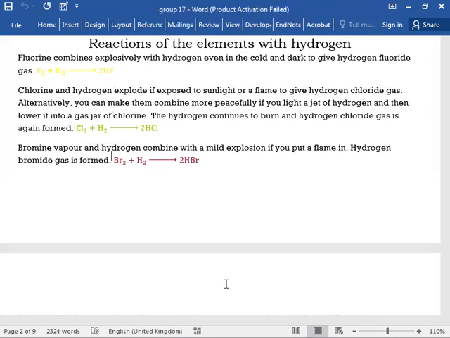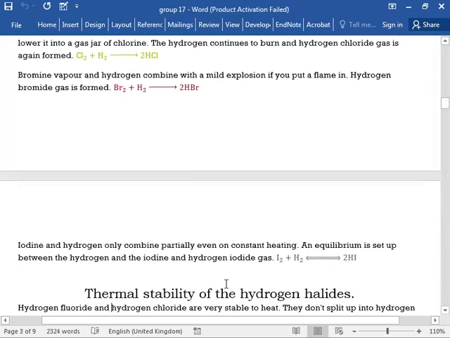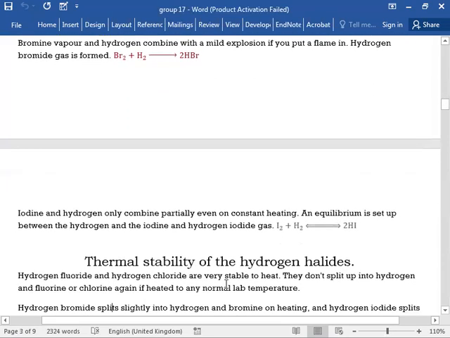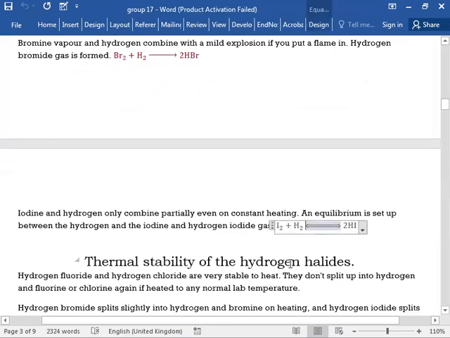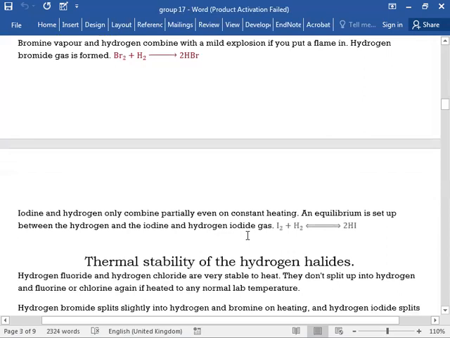Is this clear? And with iodine, the reaction is also reversible. Equilibrium established between hydrogen iodide and iodine and hydrogen. Is this clear or not? Anything that is bothering till this point?